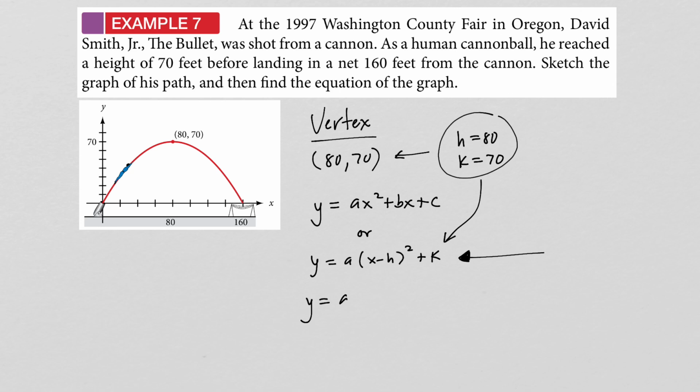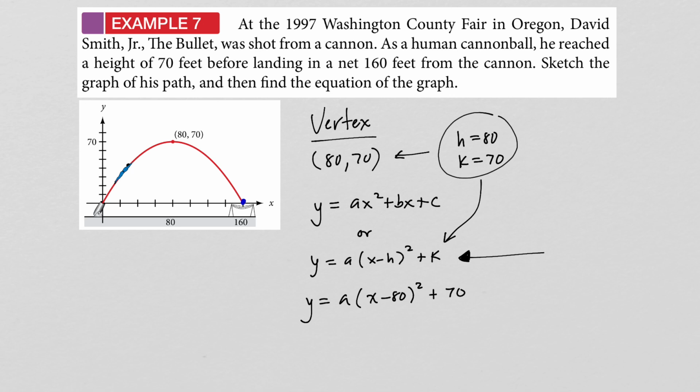And that's going to give us y equals a times (x minus 80) squared plus 70. And you'd think that we're done, but there's one more thing we have to find. You see, the equation of the parabola is not complete until we know what the value of a is. Now, we do know that a is going to be negative because this parabola opens downward, right? So we know that a is negative, but what is the value of a? Well, to get that, all you have to do is plug in any other point besides the vertex on this parabola.